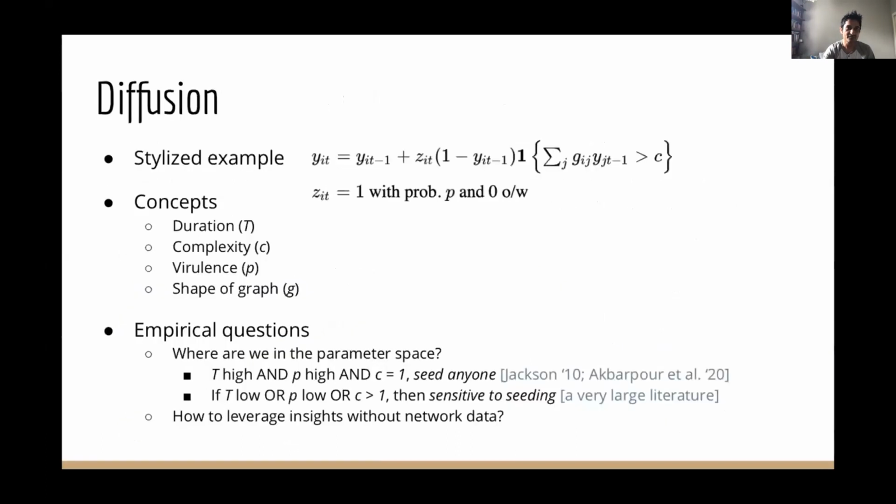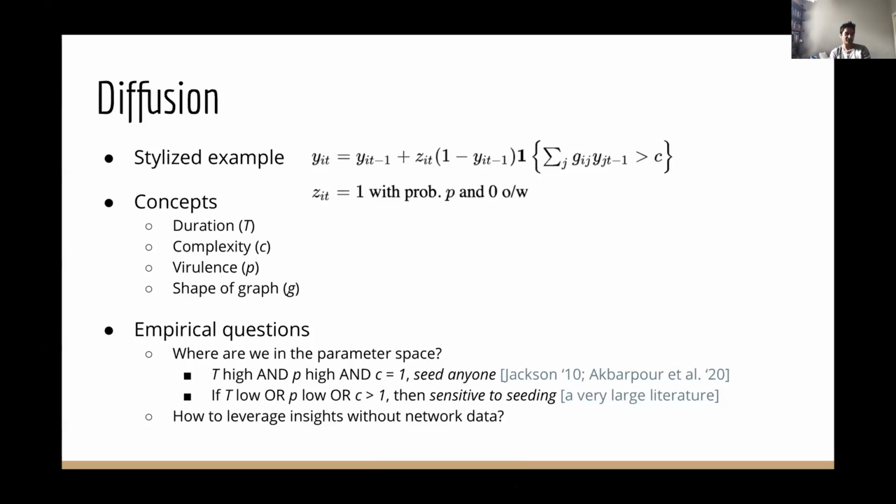Okay. So let's take a little toy model of diffusion. Here's a stylized example. We're interested in a binary variable. Do they adopt something or not? So if you adopt something yesterday, you still adopt something today. You have the opportunity to speak with your friends with some probability p, and then you adopt the thing if at least c of your friends have chosen to adopt. This encompasses 4 key concepts in the diffusion literature.